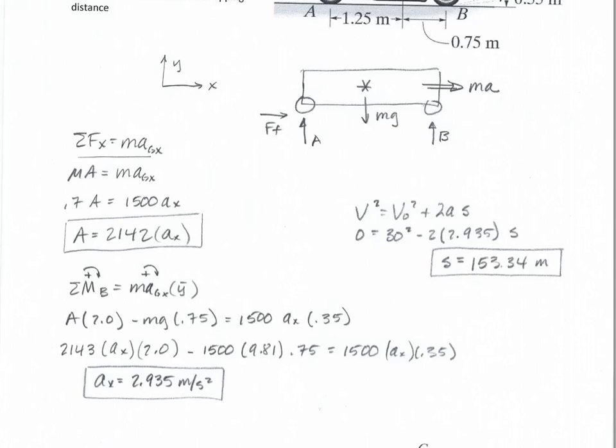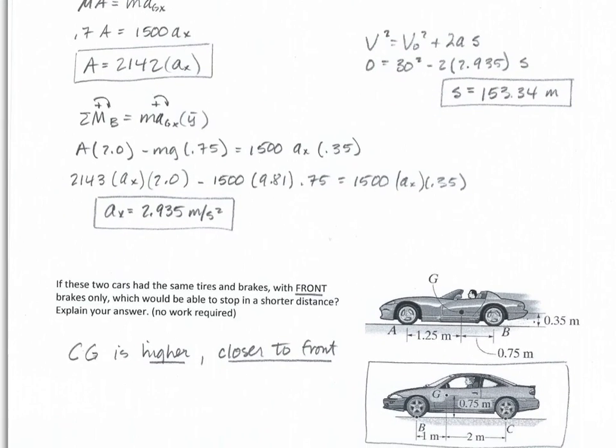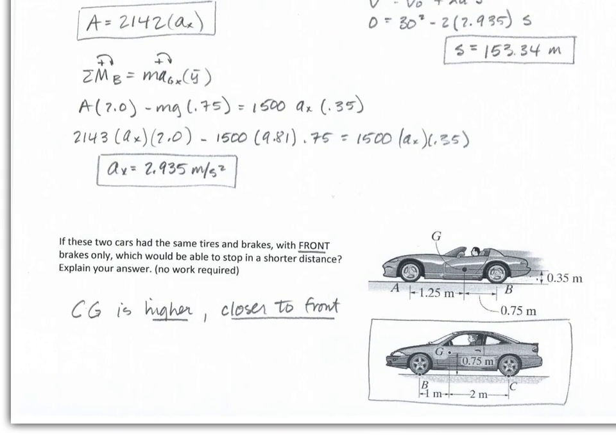You can find out a by substituting that into there. Once I know the acceleration, I can solve for the distance that we're looking for using a constant acceleration equation. All right. And the next piece of the problem was what happens if I compare two different types of vehicles? Which one, if they have front brakes, is going to brake faster?